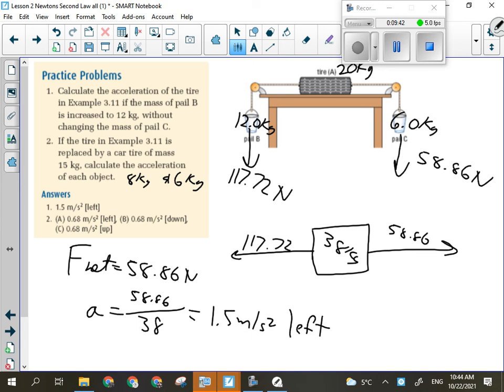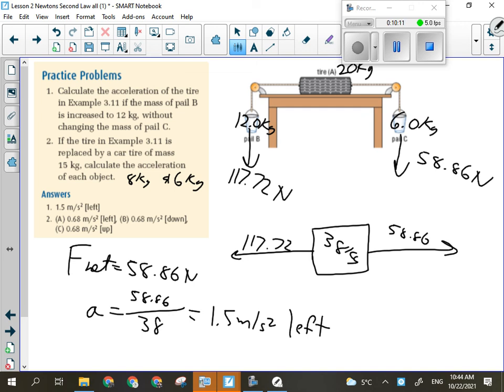Are you all right with that one? Does anything change for question number 2? It's exactly the same as the example, except now it's saying calculate the acceleration for each object. So all I do is calculate the acceleration of the system and then apply directions that are appropriate for each part. The 8 kilogram mass downwards, the tire left, the 6 kilogram mass up, right? But other than that, it's exactly the same math I did before.